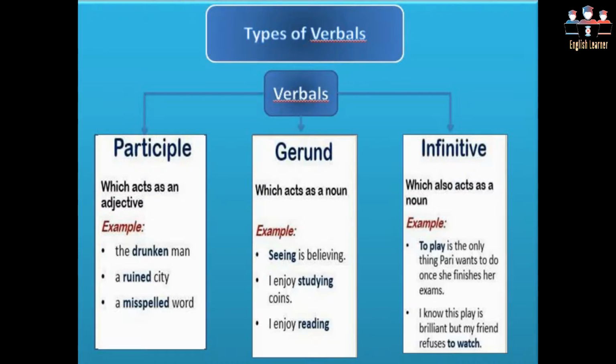The third category of verbal includes infinitives, which also act as a noun as well as an adjective. Examples: To play is the only thing Pari wants to do once she finishes her exams. As you have seen here, we have placed to just before the verb play, so it has been made into infinitive form. Next example: I know this play is brilliant but my friend refuses to watch. In this example, to is placed just before the verb watch, so it is used in infinitive form.